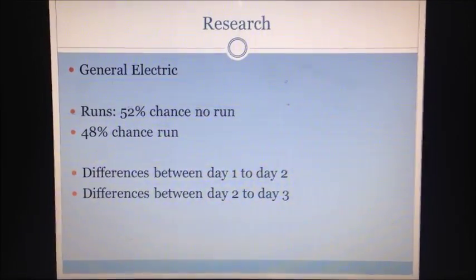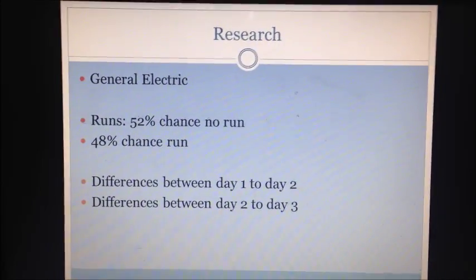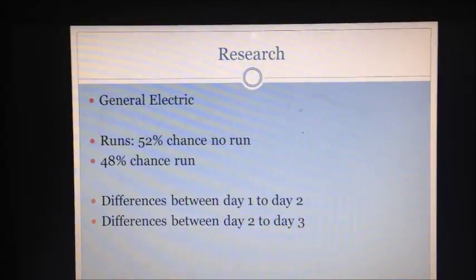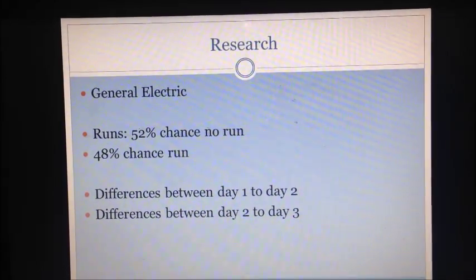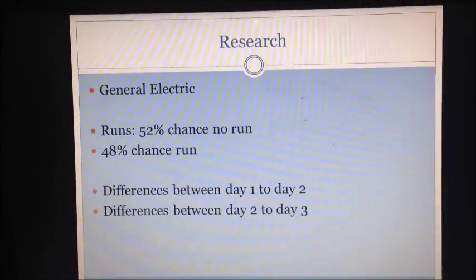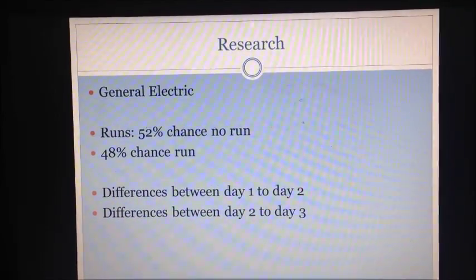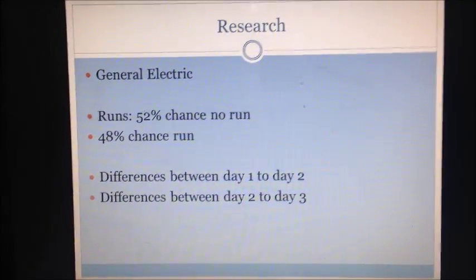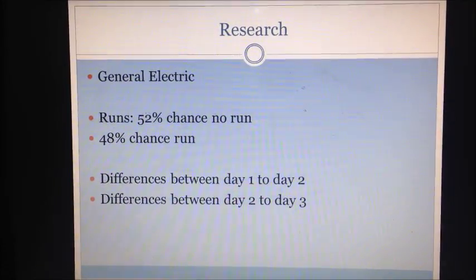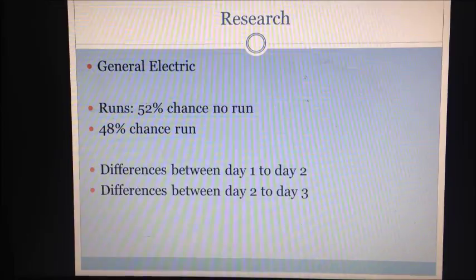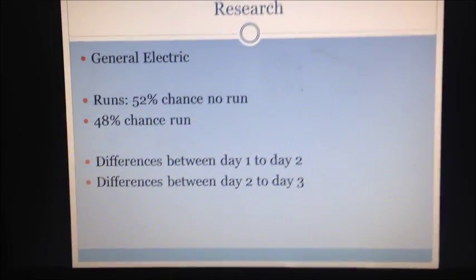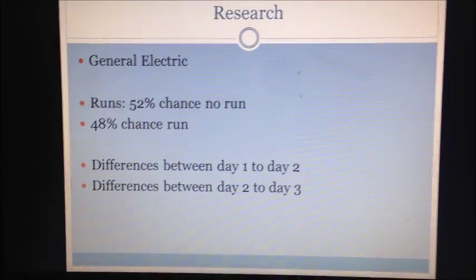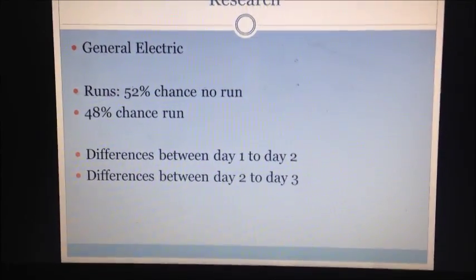I'm going to start with a little bit of vocab here. A run in finance is when the stock price increases from one day to the next, and then increases again from the next day to the day after. So there are two consecutive increases in a row between these days, or two consecutive decreases, and that is considered a run.